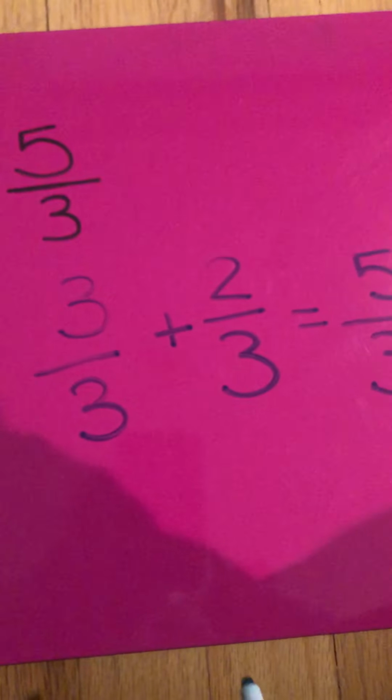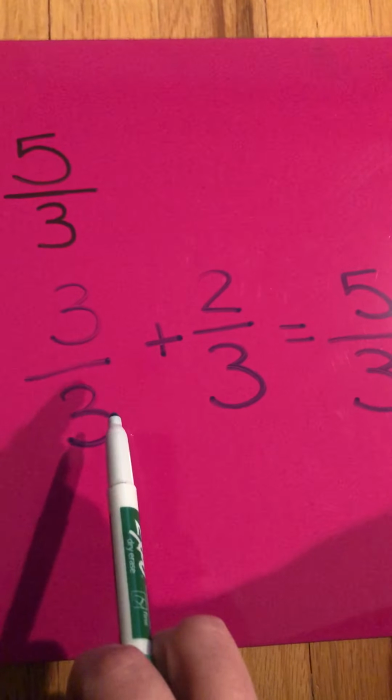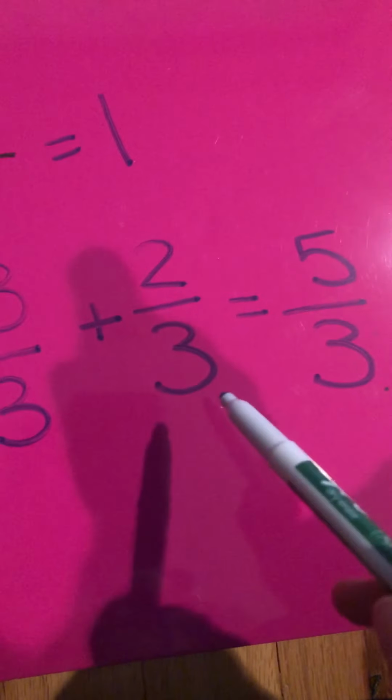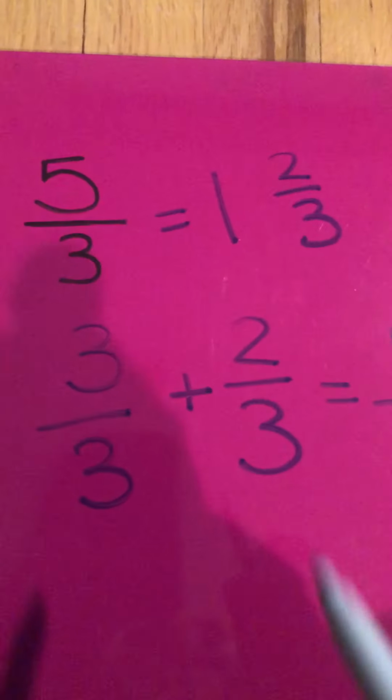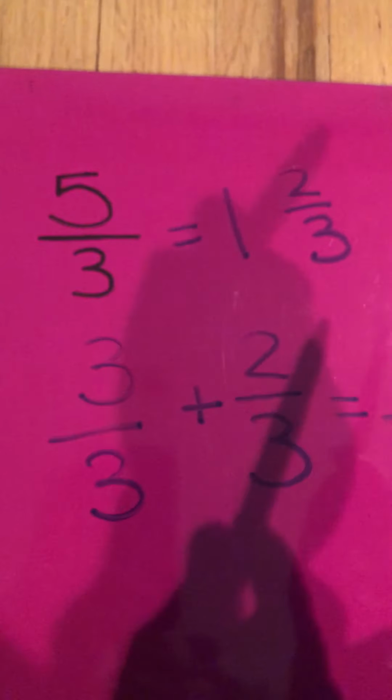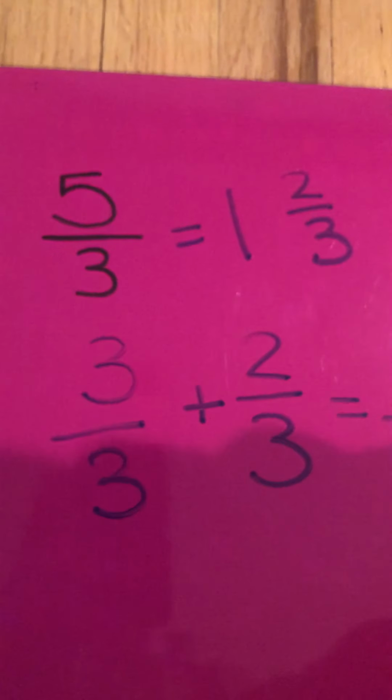Now when I take a look at this, I have one whole, so this equals one whole, and we have 2/3 left. So when we convert 5/3 to a mixed number, we get 1 and 2/3. So now, let me erase this. Let's try another one.